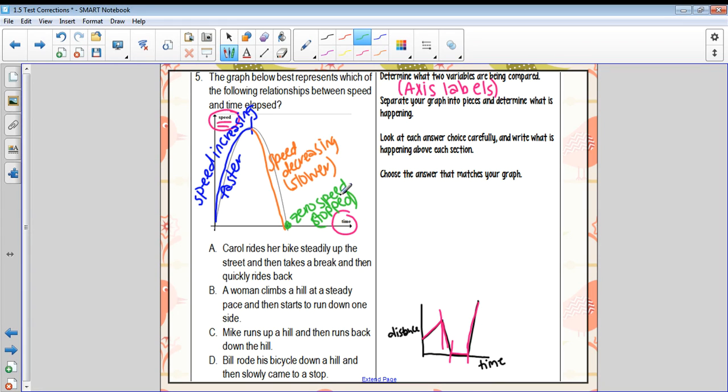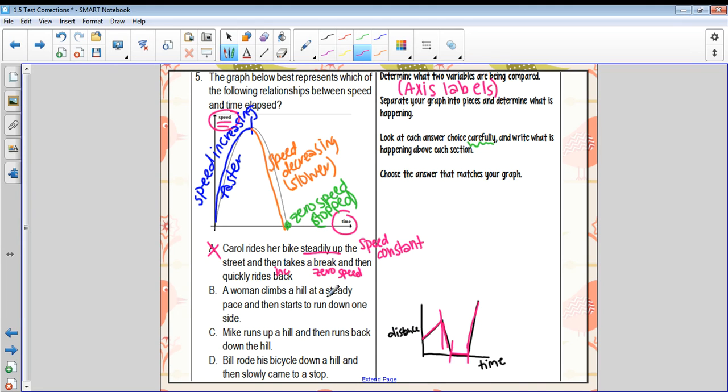So now at this point, I could go through and look at each of my answer choices carefully and figure out what's happening in each answer choice to see if it matches what my graph is doing. So if Carol is riding her bike steadily up the street, takes a break, and then rides back. If she's riding steadily, that means her speed is constant. Her speed is not changing. My graph doesn't show that. Mine says that I'm going faster. So it's not A. Your other hint here is that she takes a break in the middle. She's going to have 0 speed in the middle and then ride back, and that would be increasing. That's nothing like my graph looks.